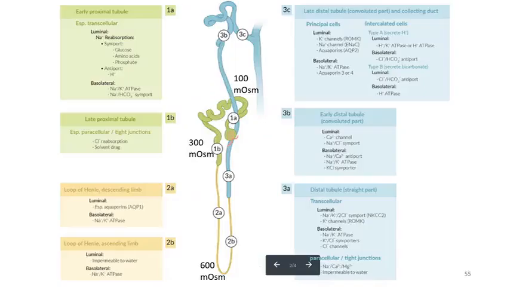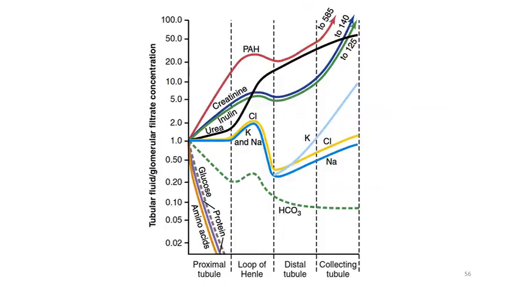This is a big picture of different mechanisms in different parts of the nephron that play a role in processing of tubular fluid to the end of the nephron. And here you can follow the concentration of different solutes in tubular fluid and compare it with glomerular filtrate. You see in different parts of the nephron how their concentration can change in comparison with glomerular filtrate.